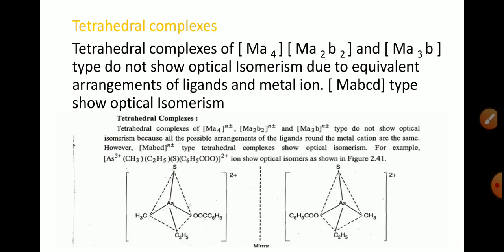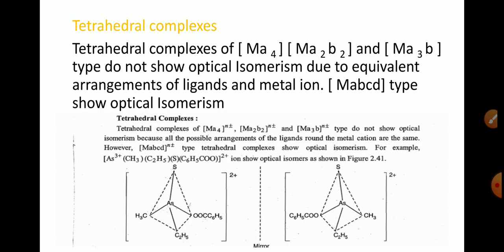Next are tetrahedral complexes. Tetrahedral complexes of the type Ma4, Ma2b2, Ma3b do not show optical isomerism, due to the equivalent arrangement of ligands around the metal ion. But a complex of the type MABCD, where all 4 ligands are of different types, shows optical activity.